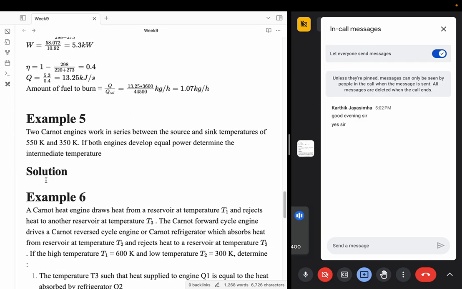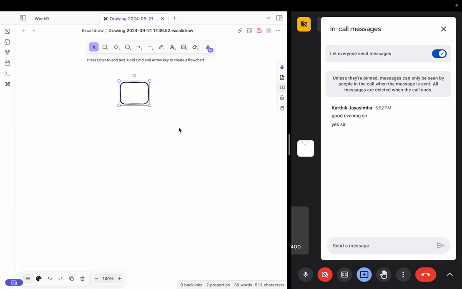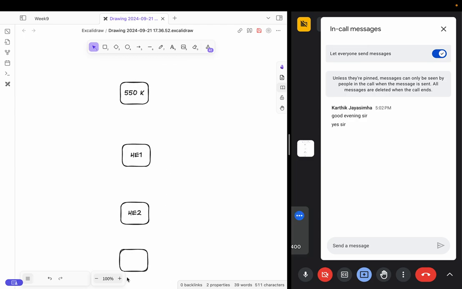So here again you have two Carnot engines, but they are working in series. What do you mean by series? This is the first engine, and then you have another one, the second heat engine, and this is the final sink. So this is heat engine 1, this is heat engine 2. My source is at, say, 550 Kelvin, and the sink is at 350 Kelvin.